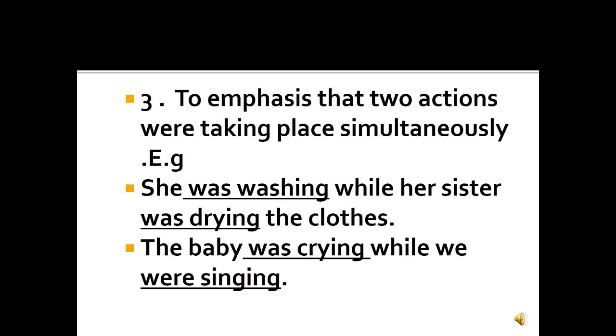Thirdly, to emphasize that two actions were taking place simultaneously, we also use the past continuous tense. For instance, she was washing while her sister was drying the clothes. The baby was crying while we were singing. So looking at the underlined expressions, you will discover that we use the past continuous tense in expressing the two actions that took place at the same time.